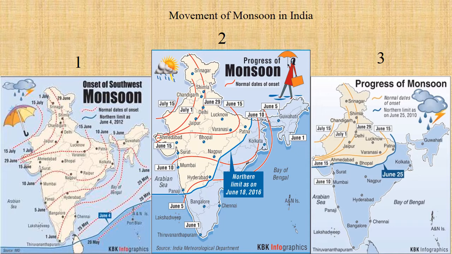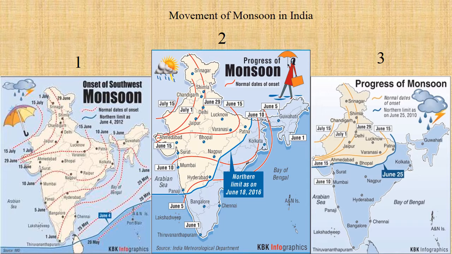Now, the third map talks about the progress of monsoon in the month of July, mid July and the end of June. In the last week of June, the northern Indo-Gangetic plains and the north part of our country receive heavy rainfall. By the time we reach mid July, the entire country receives heavy rainfall. So this was the movement of the southwest monsoon wind. It moves from the southern tip of India to the northern tip. It moves from the southwest part of India to the southeast part of India.